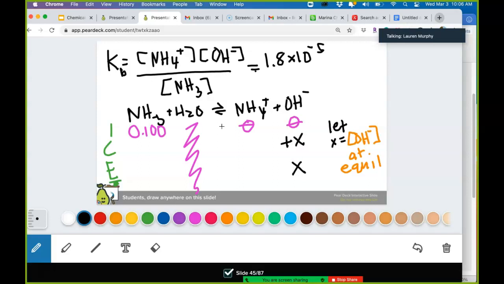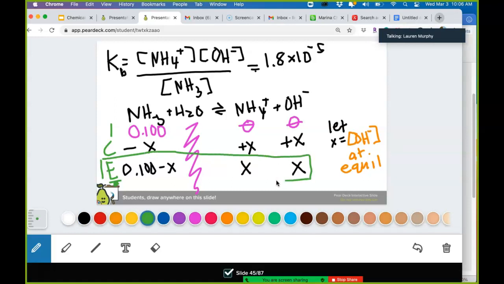Well, this is a 1-to-1 ratio. Remember, your C row is where your stoichiometry occurs. So if I gained X here, I gained X here. And this is also 1-to-1, but reactants lose concentration. So that's 0.100 minus X. 0 and X is X. And 0 and X is X. And now I sort of have equilibrium values.